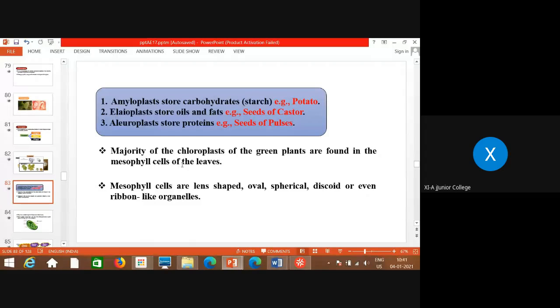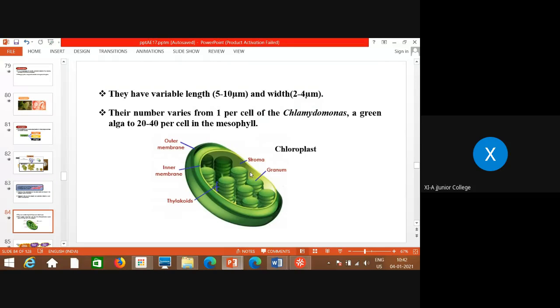Okay, majority of the chloroplasts of the green plants are found in mesophyll cells of the leaves. If you have learned the structure of leaf in your previous standards, you might know that the major part of the cells, that is mesophyll cells, are lens shaped, oval, spherical, discoid, or even ribbon like organelles. Means these mesophyll cells show the presence of green color pigment. So mesophyll cells, in case of leaves, all the green part in case of plants, show the presence of chlorophyll.